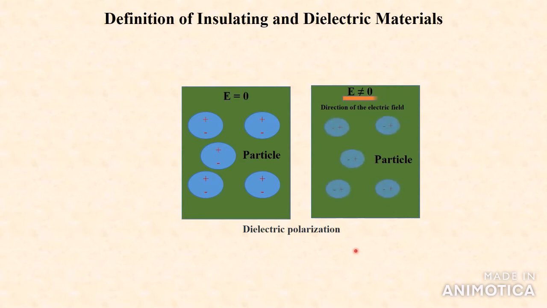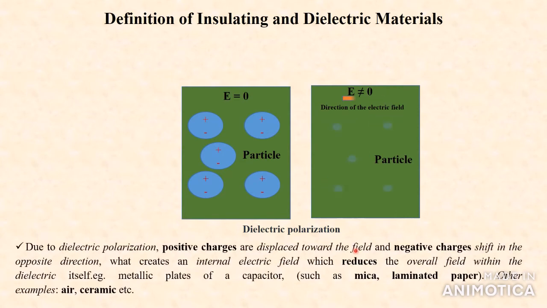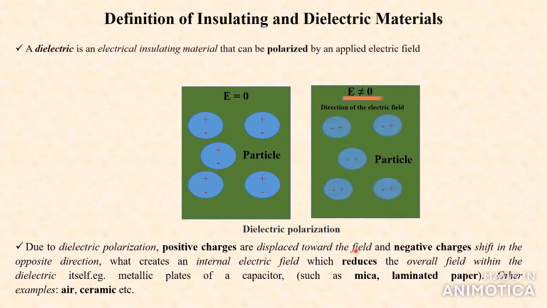In the case of a dielectric material, if we apply an electric field, there will be a slight shift in the arrangement of the charges. So the dielectric material is capable of polarizing; it will be polarized by the application of the electric field. Due to polarization, the positive charges will get aligned along the direction of the electric field and negative charges will be aligned in the opposite direction. Examples of such dielectric materials are mica, laminated paper, air, ceramic, etc.